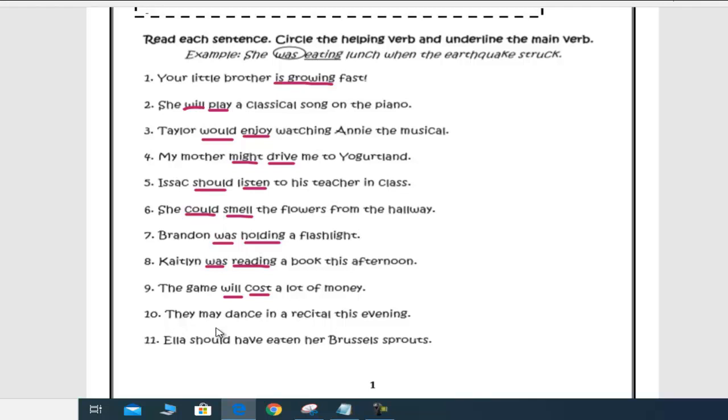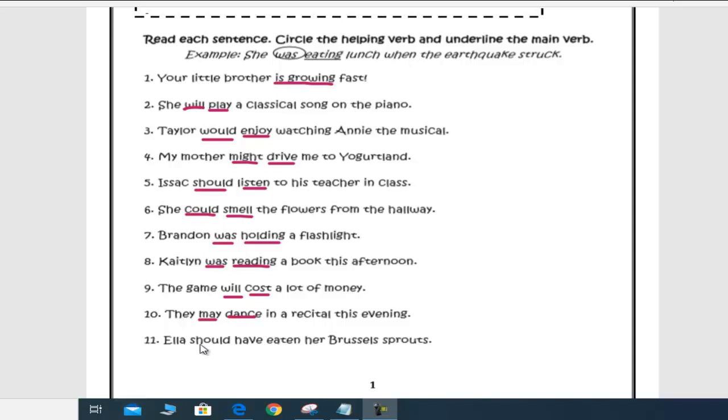They may dance in a recital this evening. May dance is the verb phrase. May is the helping verb and dance is the main verb. Ella should have eaten her Brussels sprouts. Should have eaten is the verb phrase. Should is a helping verb. Have is another helping verb. Eaten is the main verb that shows the action.